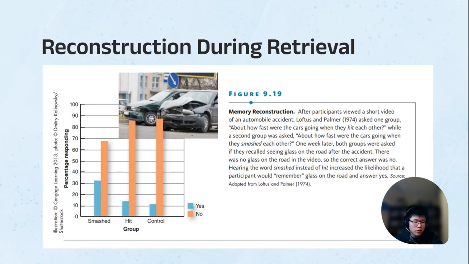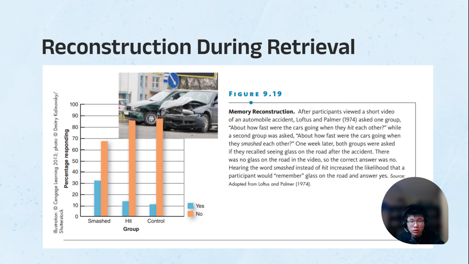Now, also, for example, if I show you a video of a car collision, a minor collision, there's no glass shattering, right? And then after a while, I ask you, hey Joe, in that video that you saw, did the cars hit each other? About how fast were the cars going when they hit each other, whereas the second group was asked about how fast were the cars going when they smashed each other.